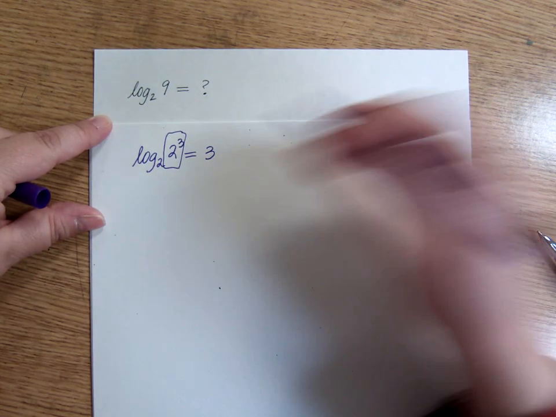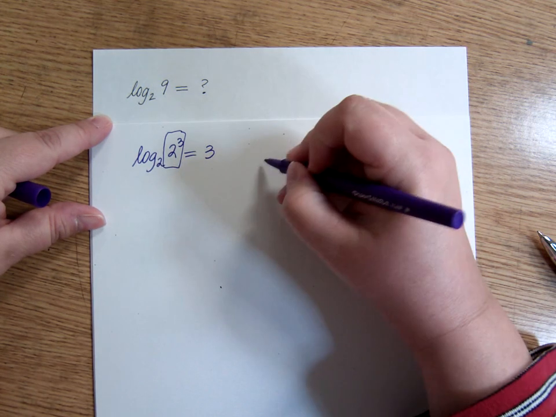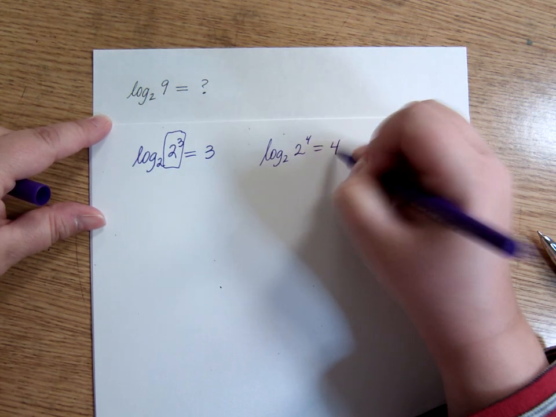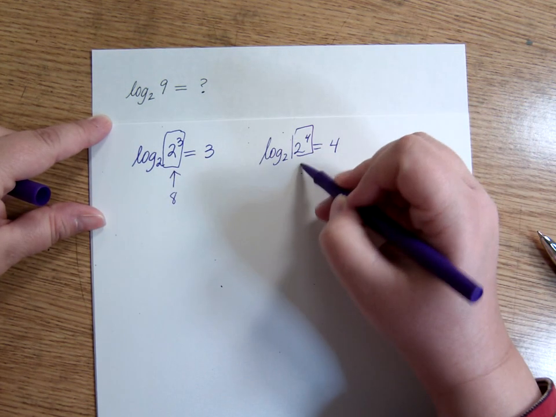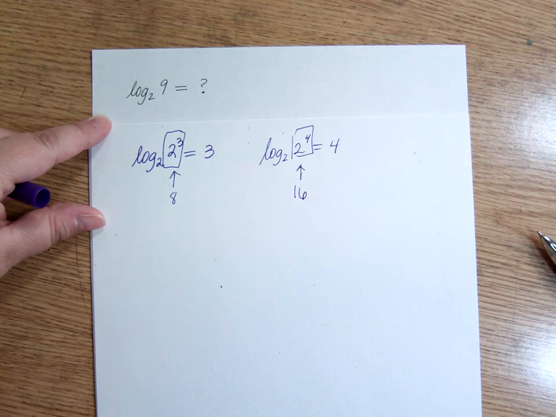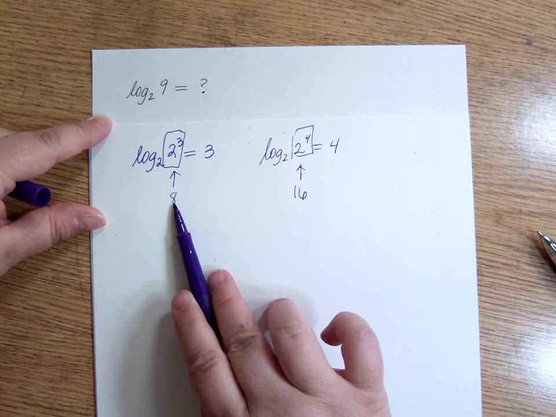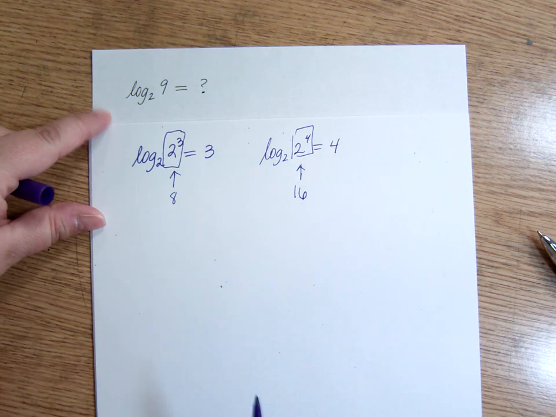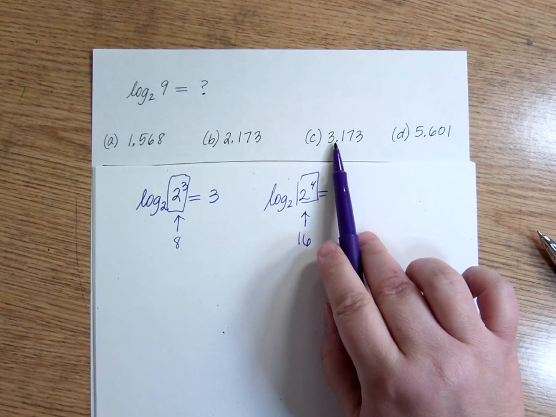If you think about it, another way of looking at it is log base 2 of 2 to the 3 gives me 3. Log base 2 of 2 to the 4th gives me 4. This is 8. This is 16. So if my argument's going to be any number between 8 and 16, then I'm going to get an answer that's between 3 and 4. And in my multiple choice problems, there's only one that is, and it's C.